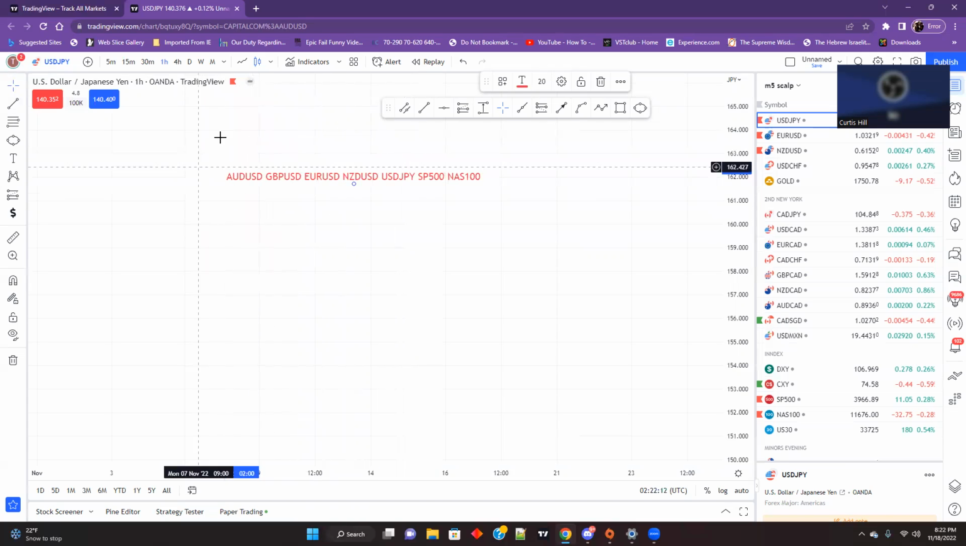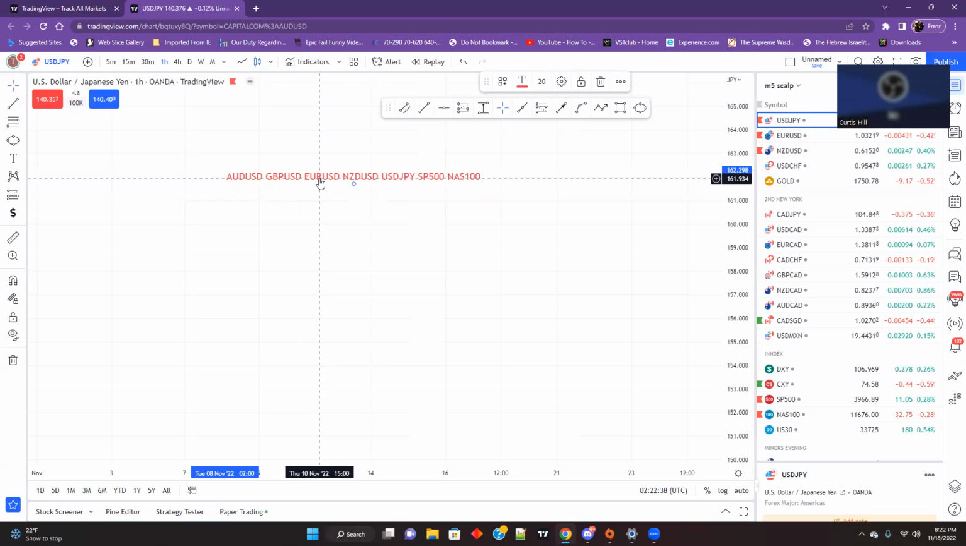AU is my baby. It used to be New Zealand dollar. AU has literally taken over New Zealand dollar. AU respects most setups. GU is highly volatile and it pays real good. So obviously, I'm gonna trade GU. Euro dollar is the complete opposite of the DXY. So obviously, I'm gonna trade Euro dollar.